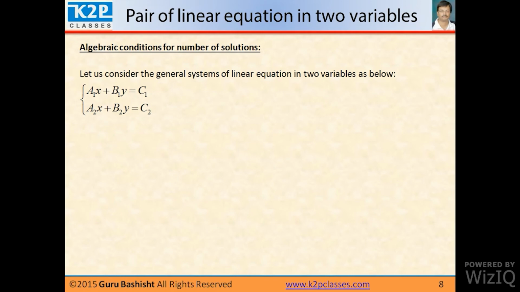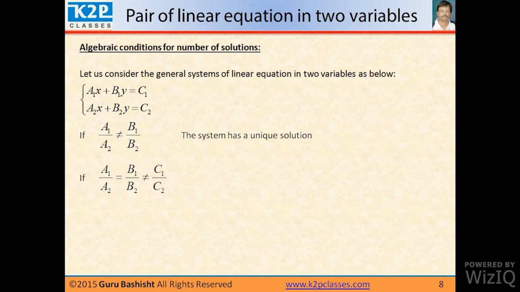If a1/a2 = b1/b2 but not equal to c1/c2, in other words, the ratio of coefficients of x equals the ratio of coefficients of y, but that is not equal to the ratio of constants, then the system has no solutions because it represents parallel lines. But if a1/a2 = b1/b2 = c1/c2, the system has infinitely many solutions.